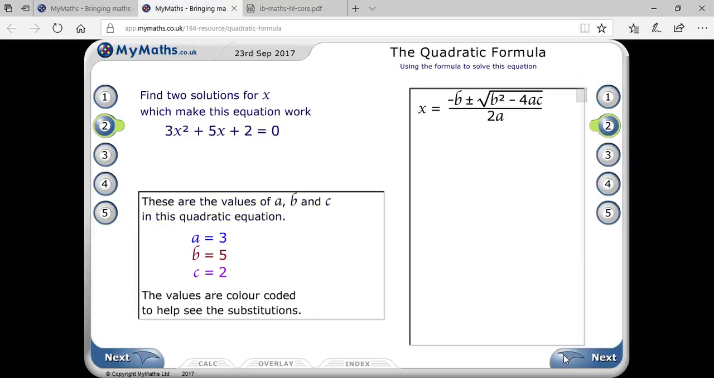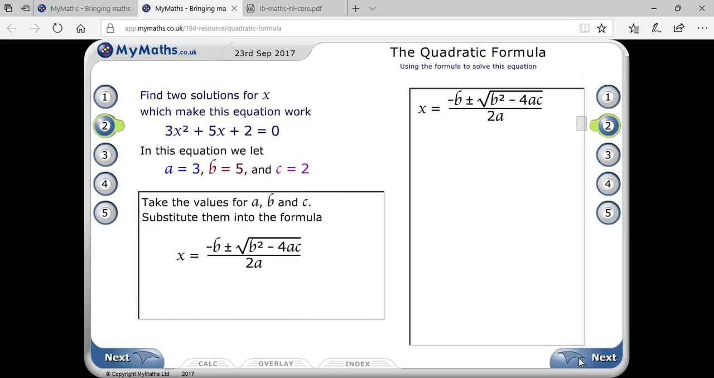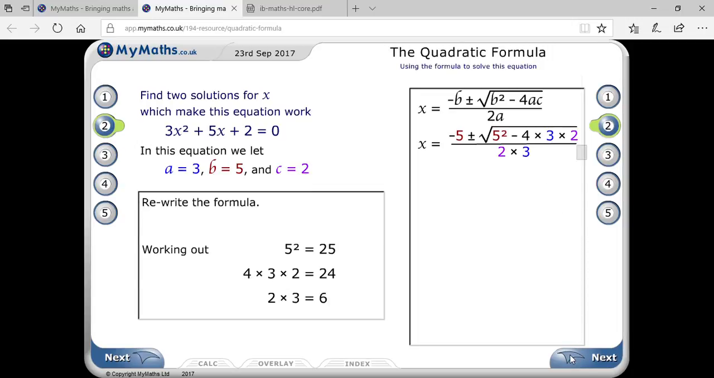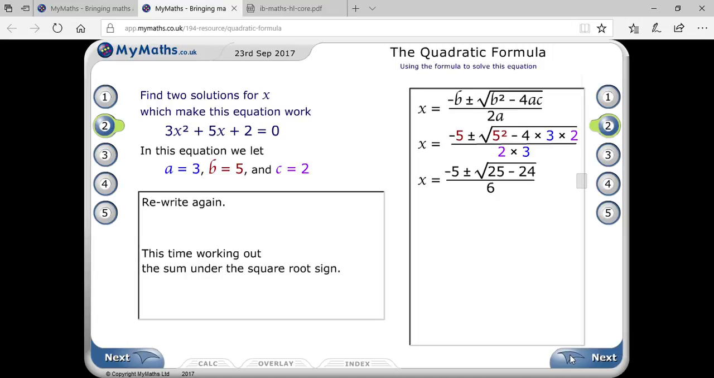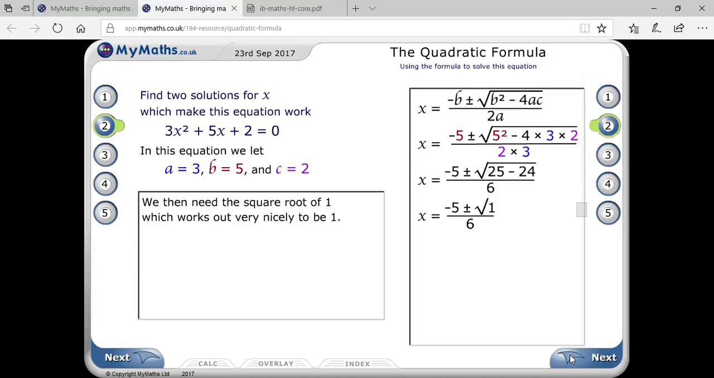Now you can plug all three values into your formula: minus b plus minus under root b square minus 4ac, divided by 2a. You can see that I am plugging in the values, and then we solve it. Then under root 1, minus 5 plus minus 1 by 6, that is what you get at the last. Okay, what does it mean?